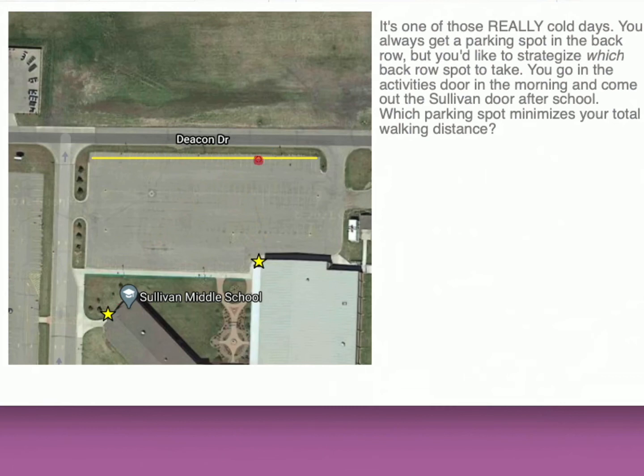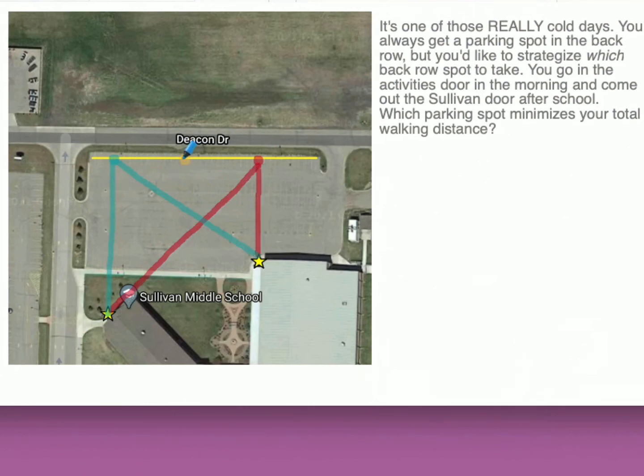Should you park right in front of the activities door? Then you'd have a nice short walk here, but a longer walk there. Or should you park right outside the Sullivan door? Then your long walk would be in the morning and your shorter walk after school. But the question is, is the total distance shorter on this path or on this path?